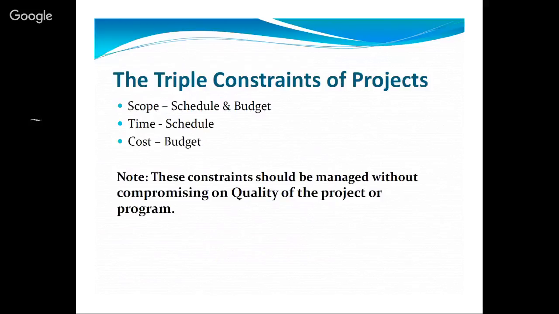Every project, as we all know, has triple constraints. As we know, the scope is there, and the scope will determine the schedule and the budget. The time is there. The time will determine the schedule, and the cost is also there, and the cost will determine the budget.